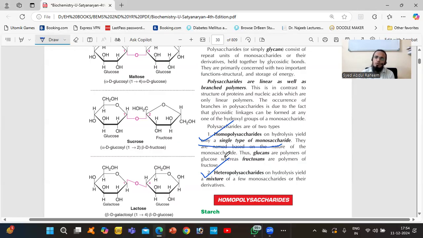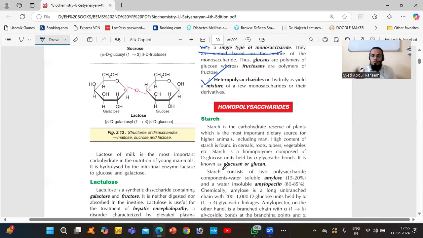Homopolysaccharides means in that we have different carbon molecules, but they belong to the same family. Hetero means they are a mixture of different carbon families. Homopolysaccharides belong to the same family. Heteropolysaccharides belong to different types of families, but they have the same more than 10 carbons.